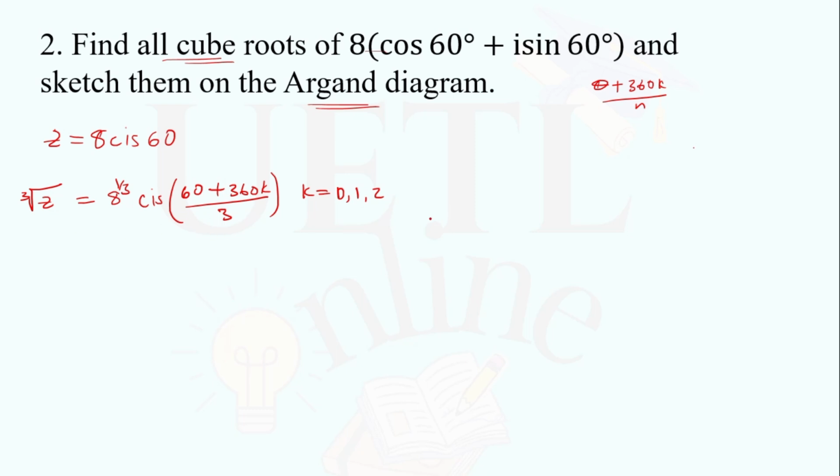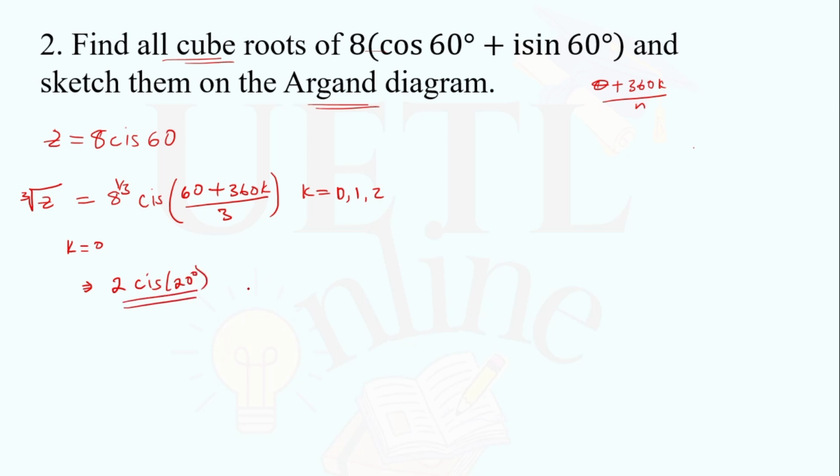So to find our solutions, we're going to substitute k equals 0 first. Substituting k equals 0, we get 8 to the power 1 over 3, which is 2. So this becomes 2 CIS, and if you substitute 0 here, we get our answer as 20. This is the first root, our first answer.